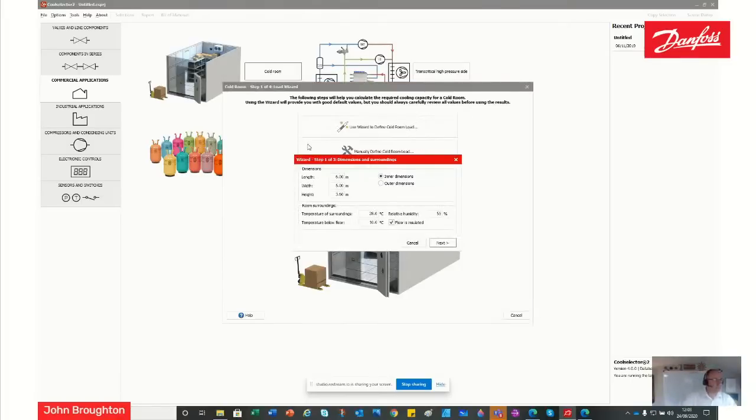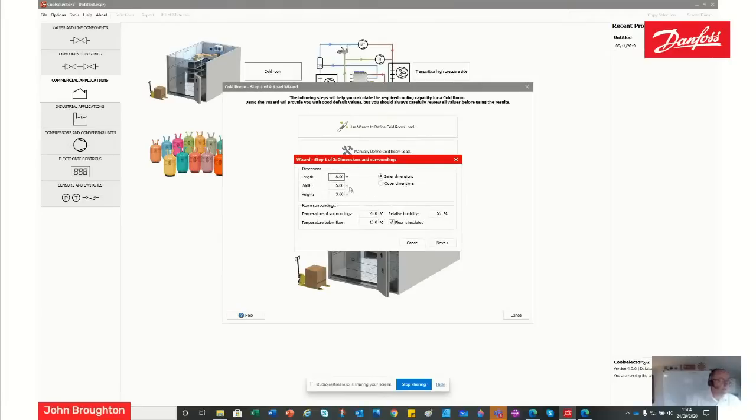The first step of the wizard is the dimensions and the temperature of the surroundings, so the ambient temperature, and also the humidity. Humidity is most important. If we have very high humidity, that puts an extra load on the cauldron because we've got a lot of moisture. Then if we open the door of the cauldron, that moisture sucks onto the evaporators. So let's go. For this selection we had a room of 8 meters, so we'll just change these parameters.